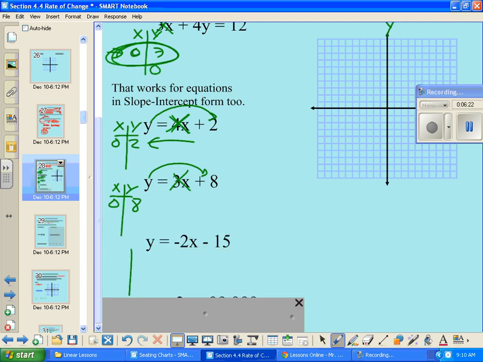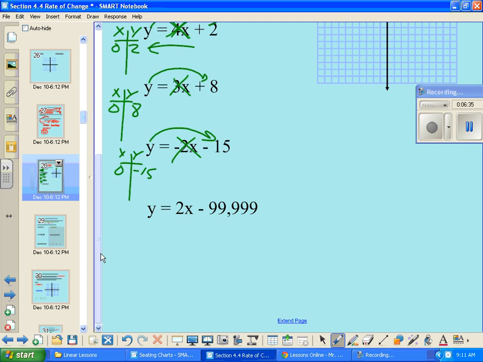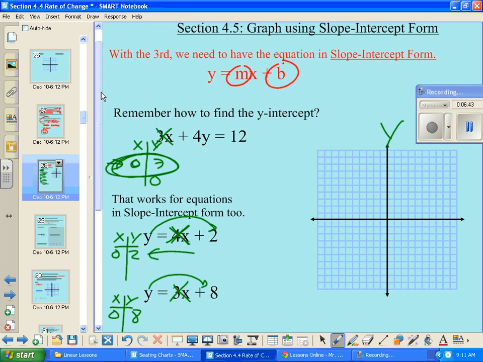If I put 0 in for x in this equation, y equals negative 2x minus 15, it gets rid of this term. What's left is just negative 15. Again, just this term out here. I even have one last example to show it. If I put 0 in for x in this one, what's my y-intercept? Negative 99,999.